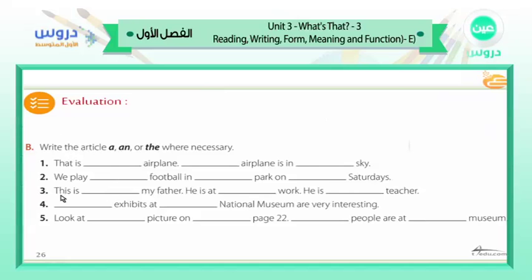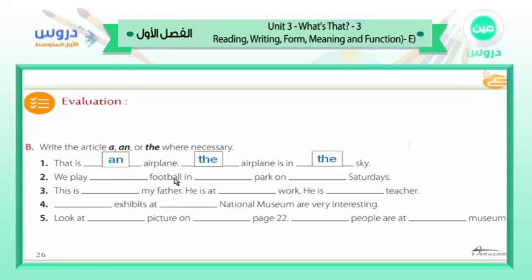Okay, here we have another exercise. Write the article a or an. These are indefinite articles, or the definite article where necessary. The first one, that is airplane. Airplane is in sky. Okay, it's the first time I talk about this airplane, so I don't use "the." I use a or an, because I have a vowel letter here, I use "an." That is an airplane. It's the second time I introduce this airplane, so I use "the." Excellent, the airplane is in. Here we have one of this kind of thing, sky. In the sky, great. That is an airplane. The airplane is in the sky. That's very nice.